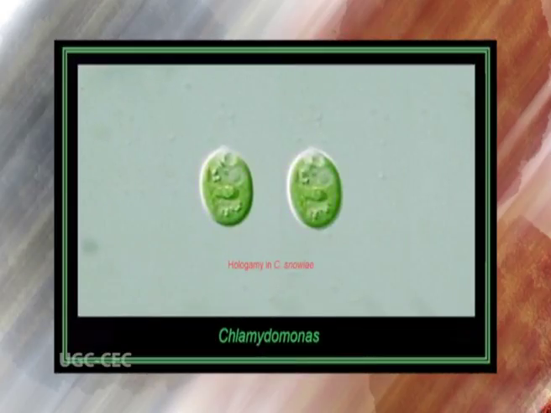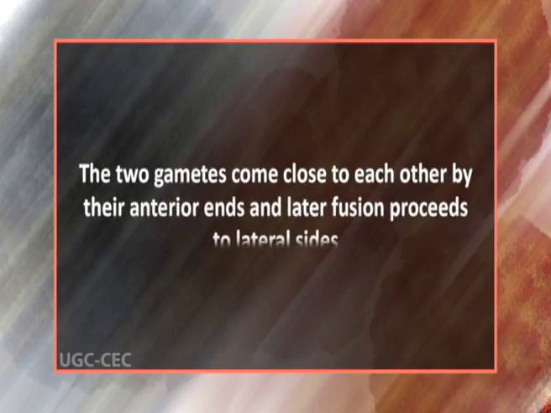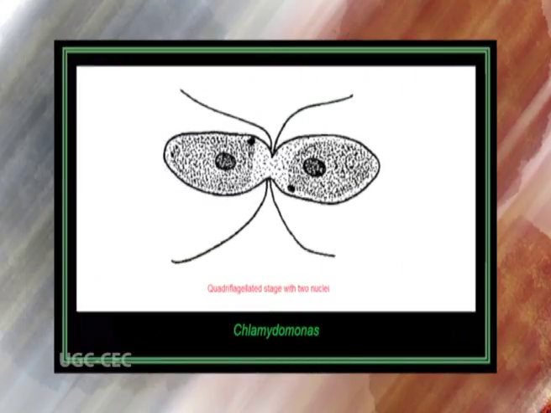For example, in Chlamydomonas snowii, this fusion is called hologamy. The thalli shed their cell walls and function as gametes. The two gametes come close to each other by their anterior ends, and later fusion proceeds to the lateral sides. The fusion product is quadriflagellate initially and a binucleated structure with two pyrenoids and two eye spots. The quadriflagellate zygote remains motile for several hours to a few days.